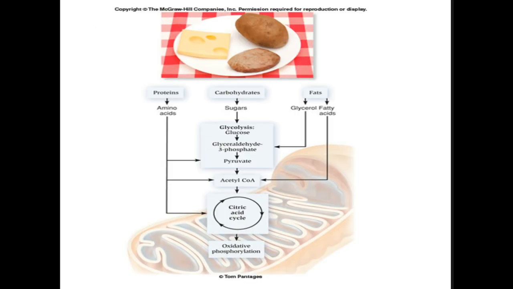Now, while carbohydrate is often used as the example for how cellular respiration can occur, be aware that proteins and fats taken in through our diet can also be broken down through cellular respiration.